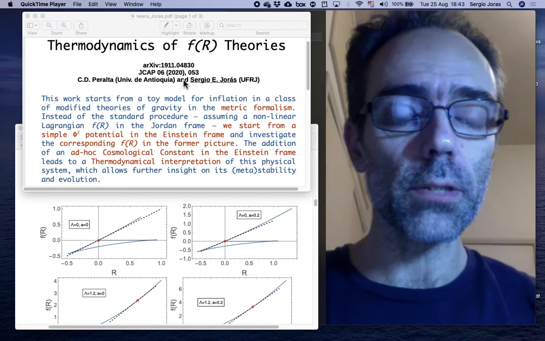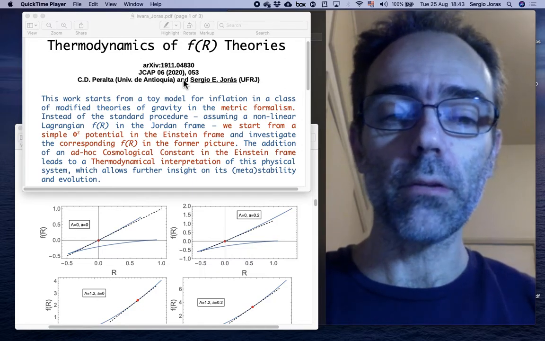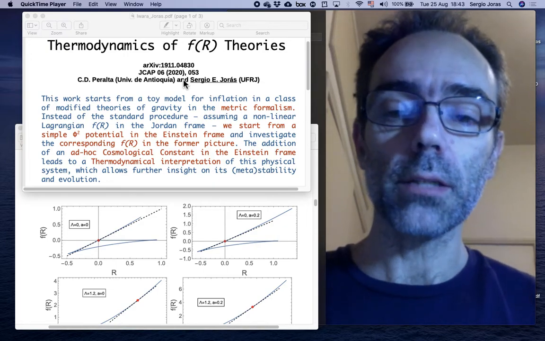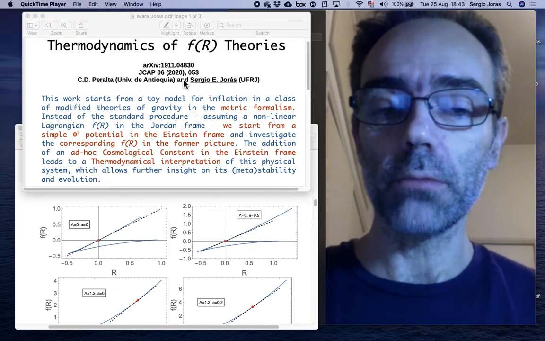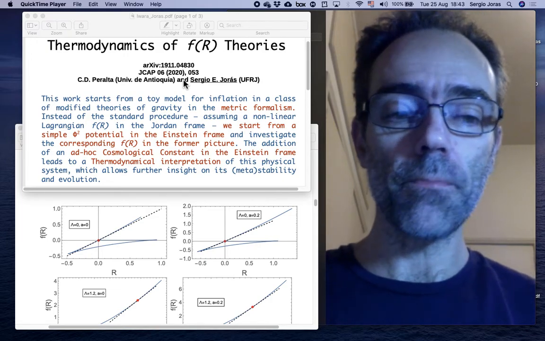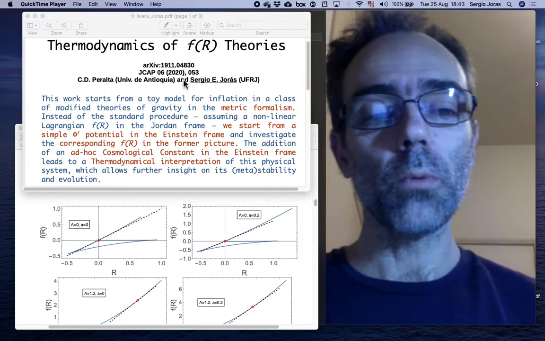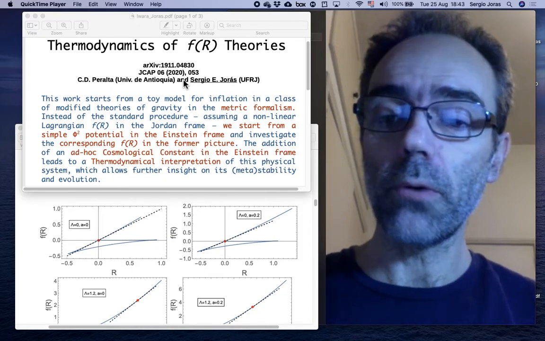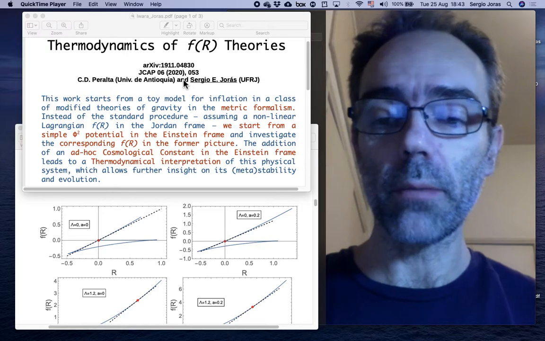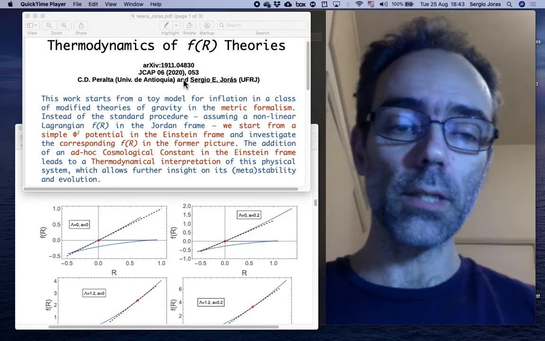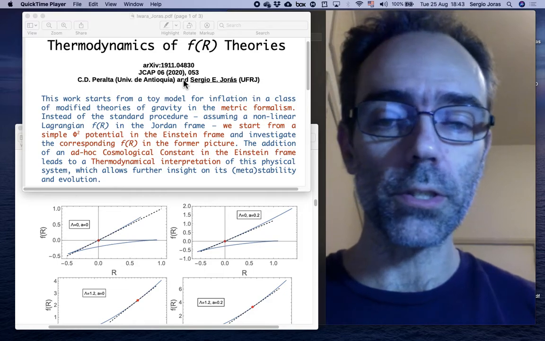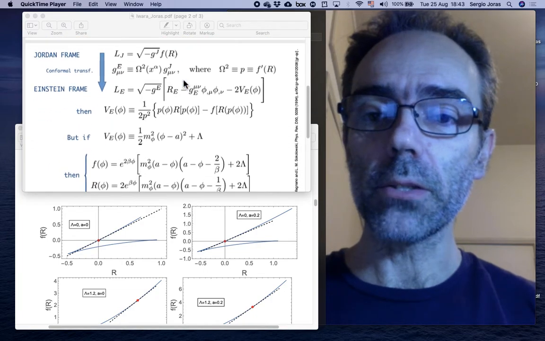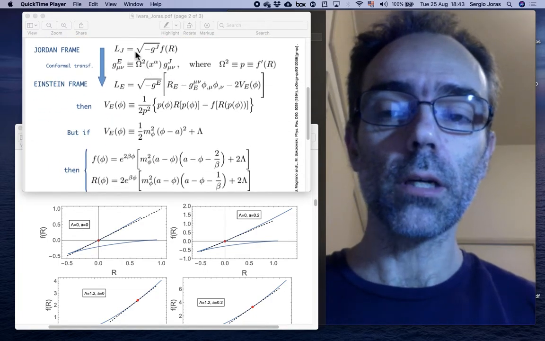So in this work, we start with the following question. What would happen if we go the other way around? Namely, if we start in the Einstein frame with a given potential, let's say a plain phi squared potential, and then we ask what would be the corresponding f of R theory in the Jordan frame. And we end up with a surprising thermodynamic interpretation of the physical quantities in a different description, which is neither Einstein nor Jordan frame.